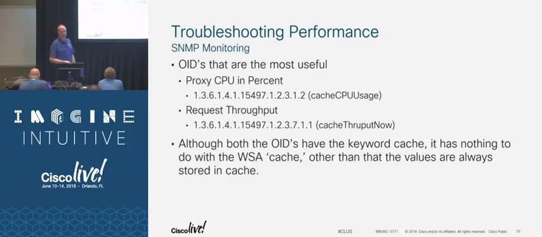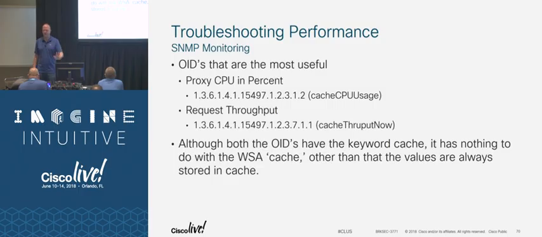The request throughput, that's another field to watch. That's going to show you the response time through the device. Ignore the word cache in these. Customers get confused in this all the time. It just means that the values are stored in the cache on the box, is all it means.